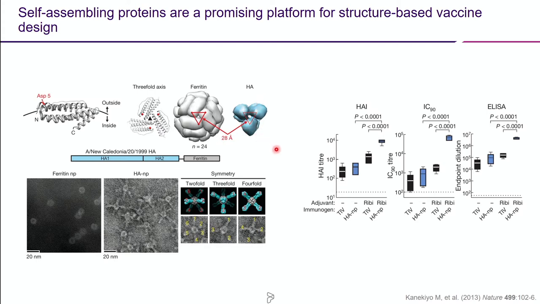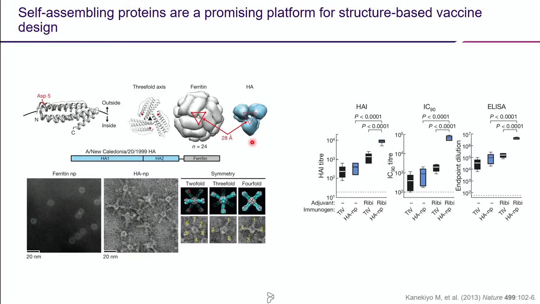It's a trimeric glycoprotein, with disulfide bonds and proteolytic processing, right? So this is a complex protein, and this is something that you wouldn't be able to put, for example, on the hepatitis B particles that we looked at on the last slide. Those particles just could not handle this antigen.